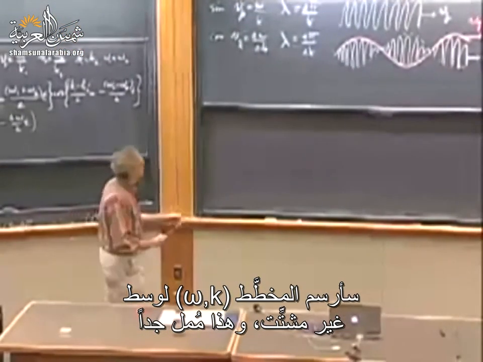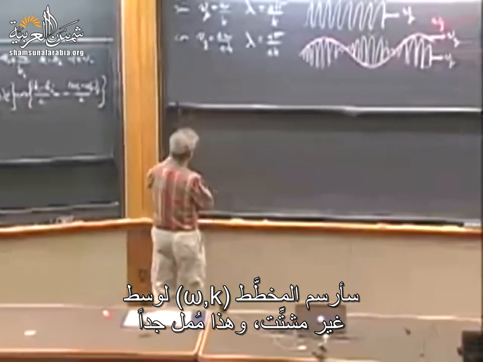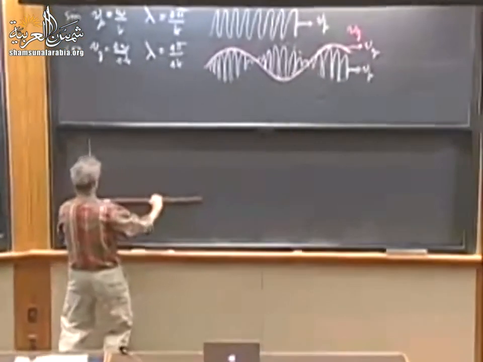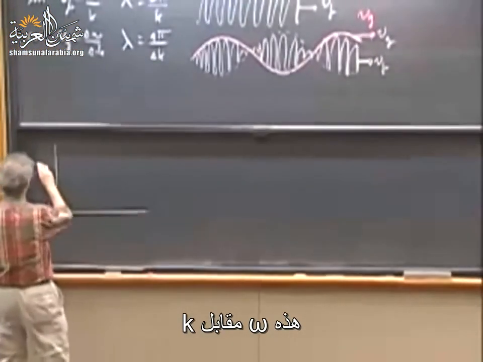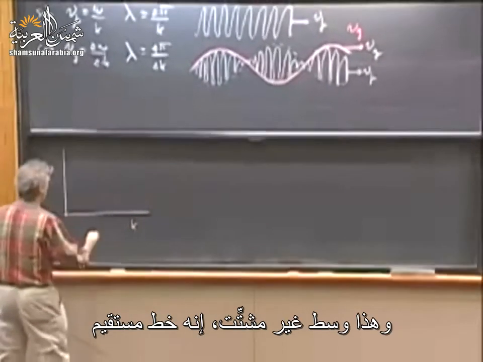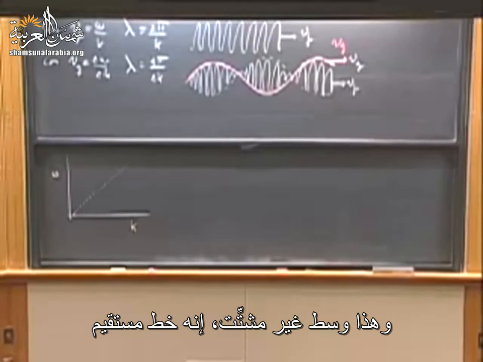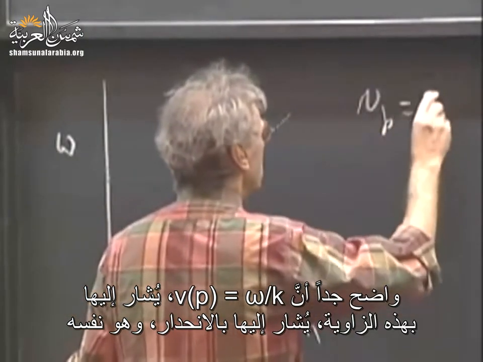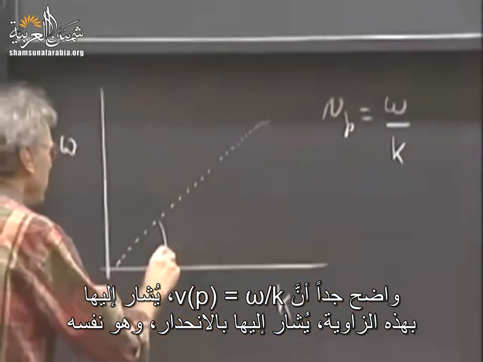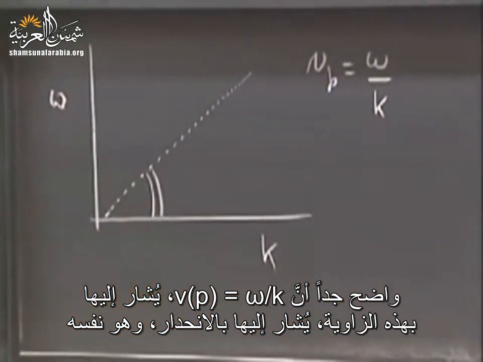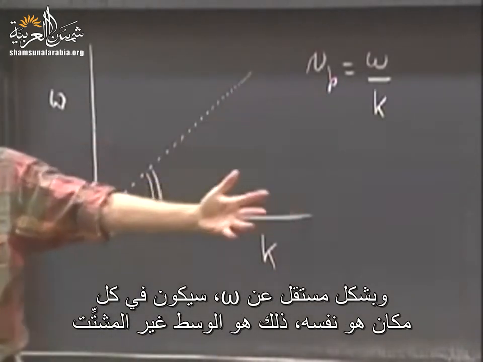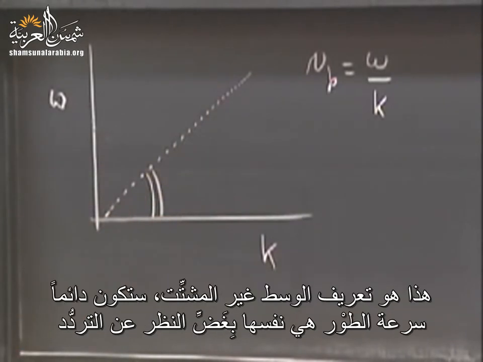I'll make you an omega-k diagram of a non-dispersive medium, which is very boring. So this is omega versus k, and this is a non-dispersive medium. Straight line. It's clear that v phase, which is omega divided by k, is indicated by this angle, by the slope, and is the same. Independent of omega, it's everywhere the same. That is the definition of a non-dispersive medium.